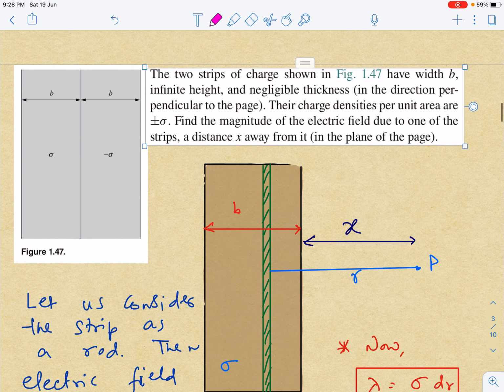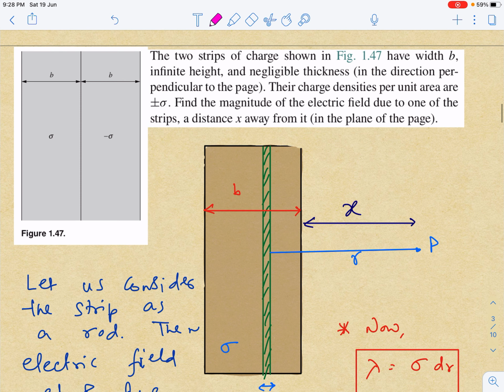Okay. So let us go for the next question. It is another very, very interesting question. Again read the question, pause the screen, try on your own. There are two strips of charge as shown in the figure. They have width b, infinite height, negligible thickness. Their charge densities per unit area are plus and minus sigma. This is plus sigma and this is minus sigma. Find the magnitude of electric field due to one of the strips at a distance x away from it.